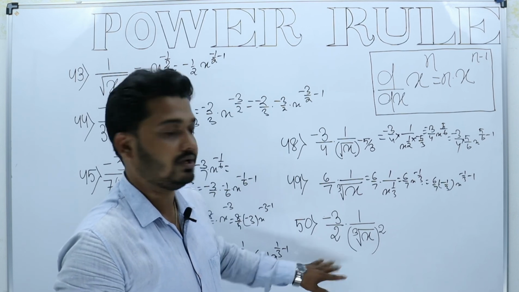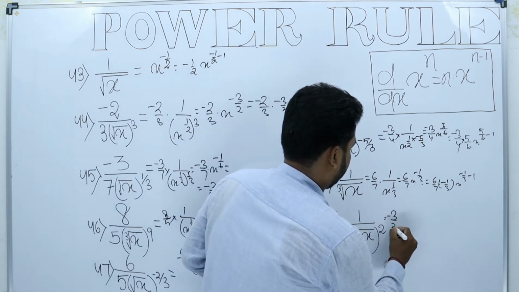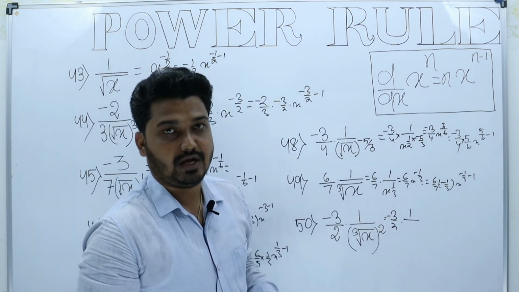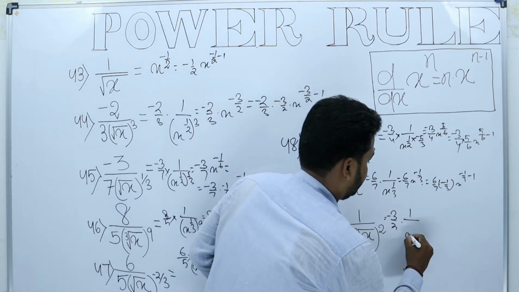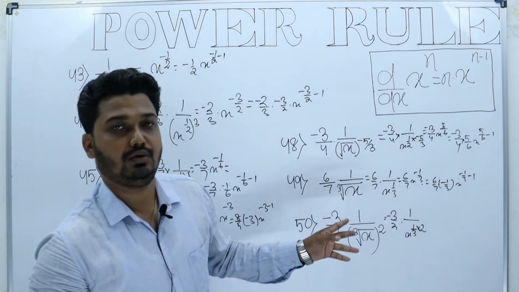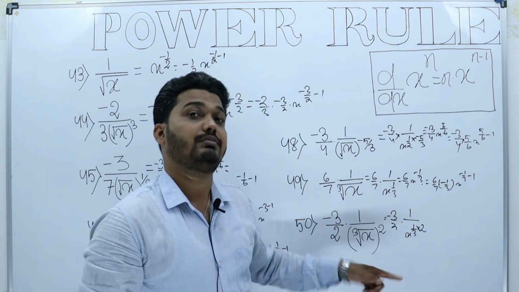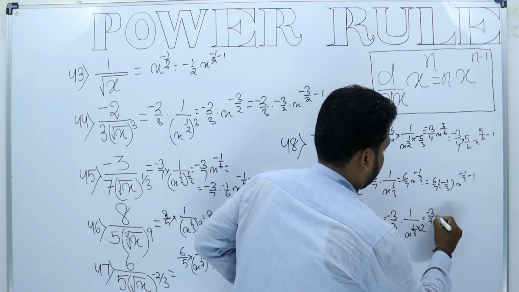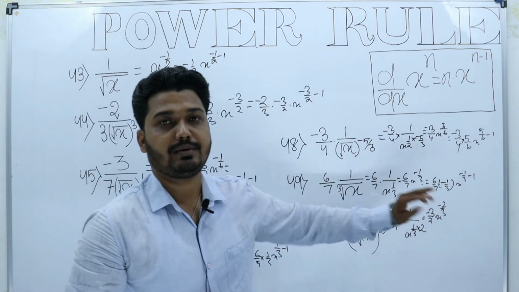Now moving to the last question. Here the constant is minus 3 by 2, 1 by root cube x square. Root cube x means x power 1 by 3, and whole power is 2. So 1 by 3 into 2 is 2 by 3. 2 by 3 is the power in the denominator, but in the numerator it is minus 2 by 3. So it is minus 3 by 2, x to the power minus 2 by 3. So here we got the power minus 2 by 3.